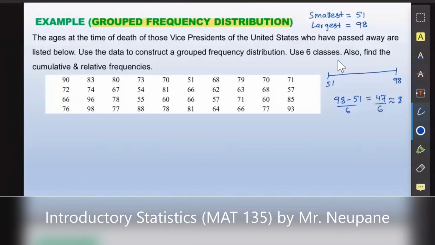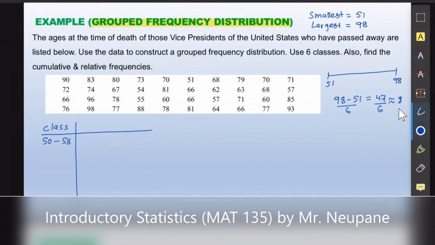Now, when I make the classes, we have to be careful here. Now I'm writing the classes. You can start your class exactly at 50 or exactly at 51, it's up to you. You can start at a number a little bit smaller than that. That's totally fine. So let me start at 50, and I am going by the class width of 8. 50 plus 8 is 58. So I'm going from 50 to 58.